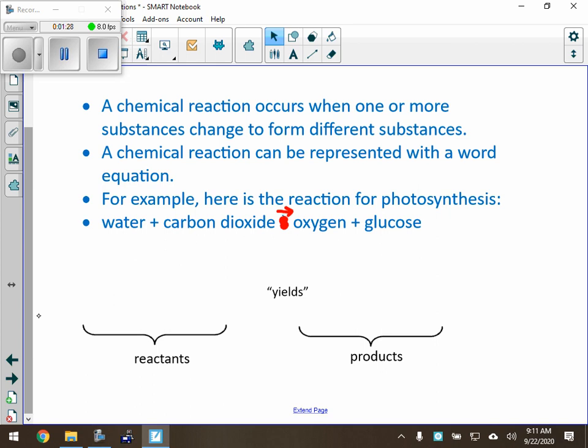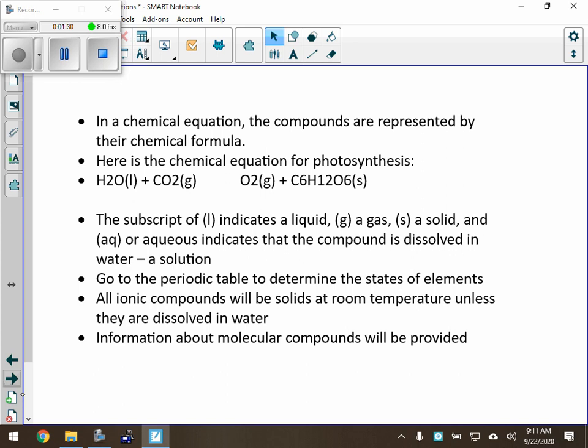In a chemical equation, the compounds are represented by their formulas, by their chemical formula. You have that on the next part there, which you guys should have. The subscripts are right here. I know this is not as neat as yours, but you're going to have to copy those down. I'll just pause this for a second here.